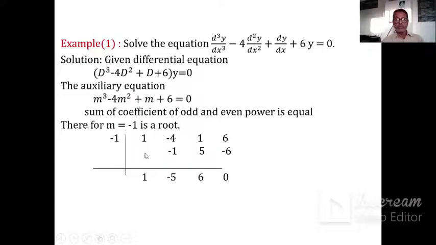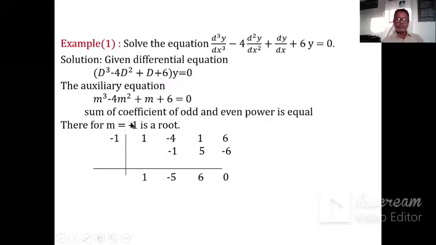Then we take here 0 and then take the addition. We take the multiplication of this and write it here, and the addition of this is minus 5. Again the multiplication of this is plus 5. The addition of this is 6. Again the multiplication with this is minus 6 and the addition is 0. This must be 0.